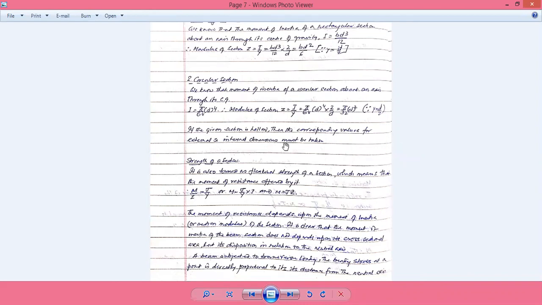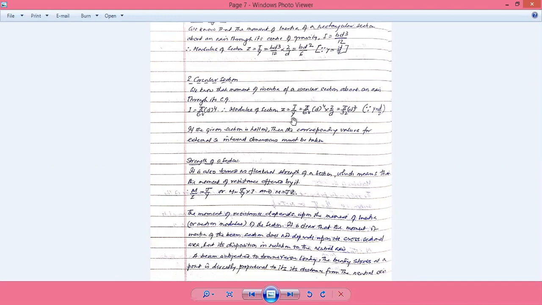Now, if the center section is hollow, for a circular section we have the moment of inertia of a circular section about an axis through the CG, I = pi by 64 d to the power 4. Modulus of section Z = I by y.